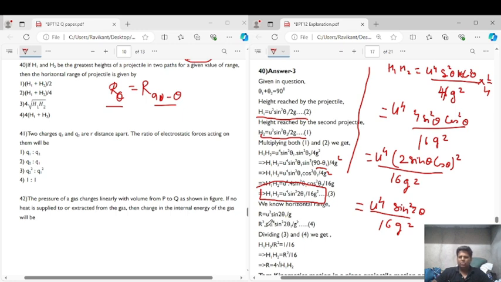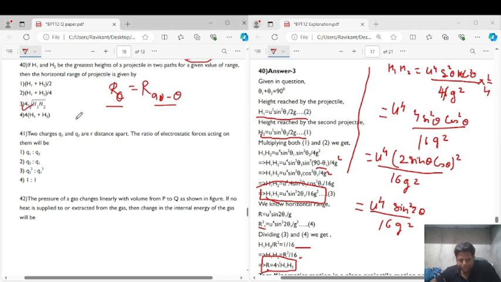So r1 range is same, so squaring both the sides, we get r square equals u raised to the power 4 sine square 2 theta upon g square, right? So now dividing r square and h1 into h2, we get h1 into h2 upon r square is equals to 1 upon 16. So h1 into h2 is equals to r square upon 16. So we get r is equals to 4 root of h1 into h2. So from here we can say that the correct answer for this question 40 is option 3, right?